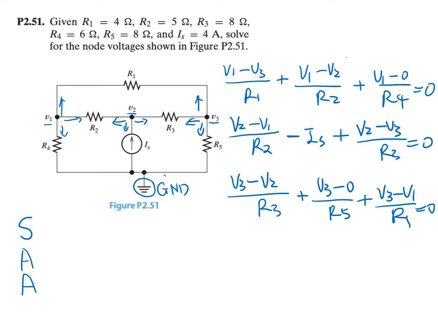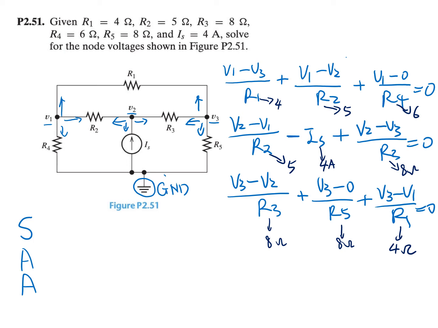And for this question, we know all the values for the resistances and the Is, very similar to the last equation. We have this as 4, this is 5, this is 6, this is 5, and this is 4M. And we have R3, that's 8 ohm, R5 8 ohm, and R1 4 ohm.